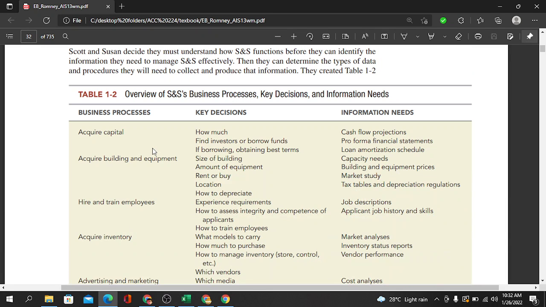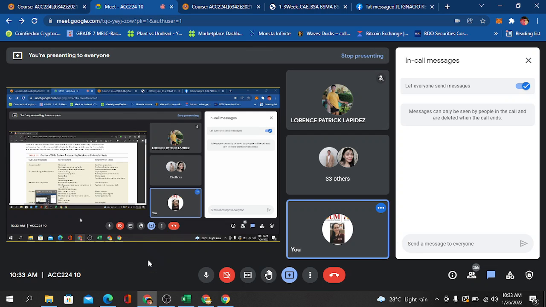These are the business processes and we have several key decisions and we have information needs. Of course, these information needs must be appropriate to our key decisions. Wait a moment, let me check first.